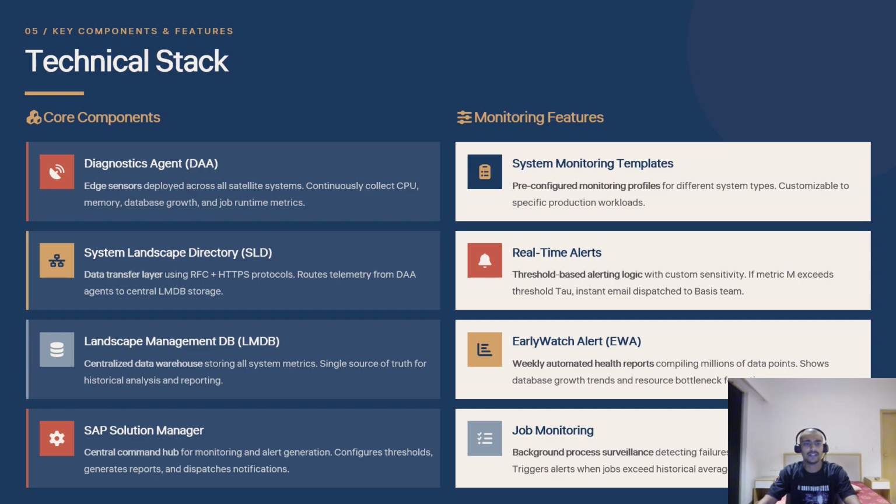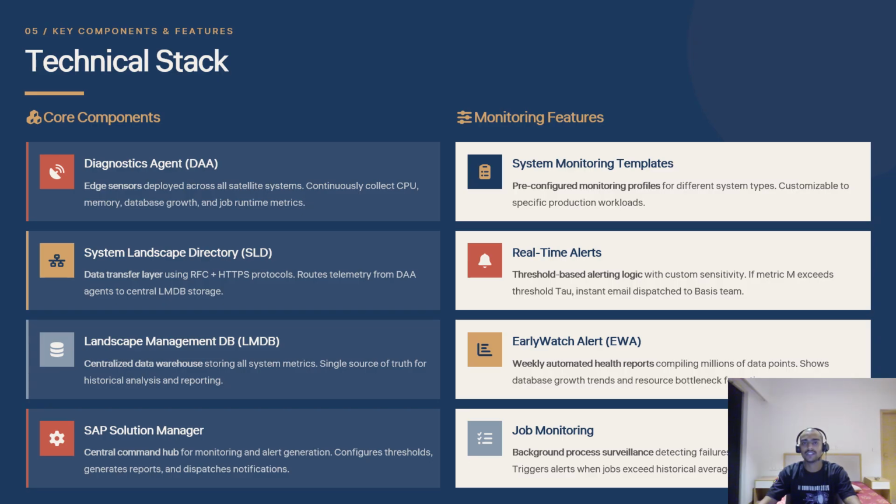SAP Solution Manager is the central command hub. It is used for monitoring, alert generation, configuration of thresholds, report generation, and notification dispatch. So all the adjustments are done in SAP Solution Manager.